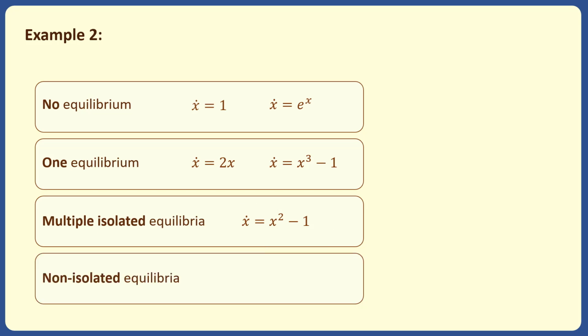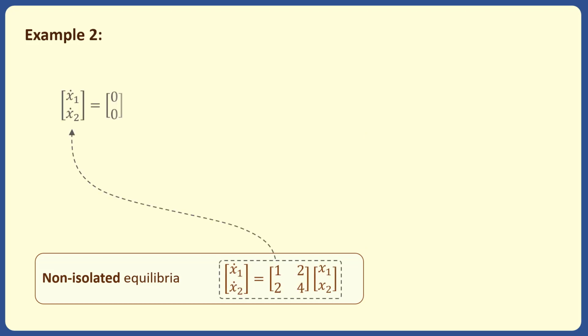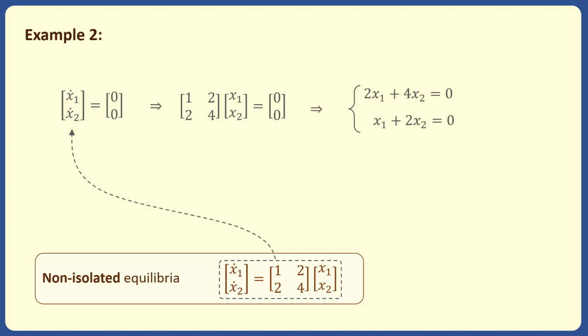Finally, we consider the interesting case where a system has infinite number of non-isolated equilibrium points. Consider this system and note that it's a linear system with two state variables x1 and x2. To find the equilibrium points, we'll let x1 dot and x2 dot be 0 and obtain that the product of a 2 by 2 matrix and a two-dimensional vector is 0. Since this system is not full rank, we end up with two equations which are actually the same. So any x1 and x2 that satisfy x1 equals minus 2x2 is an equilibrium point for this system.